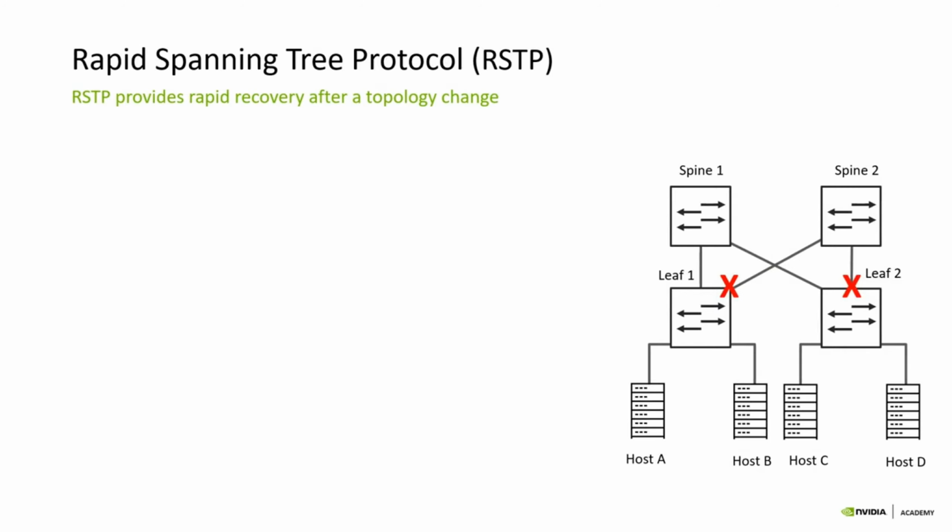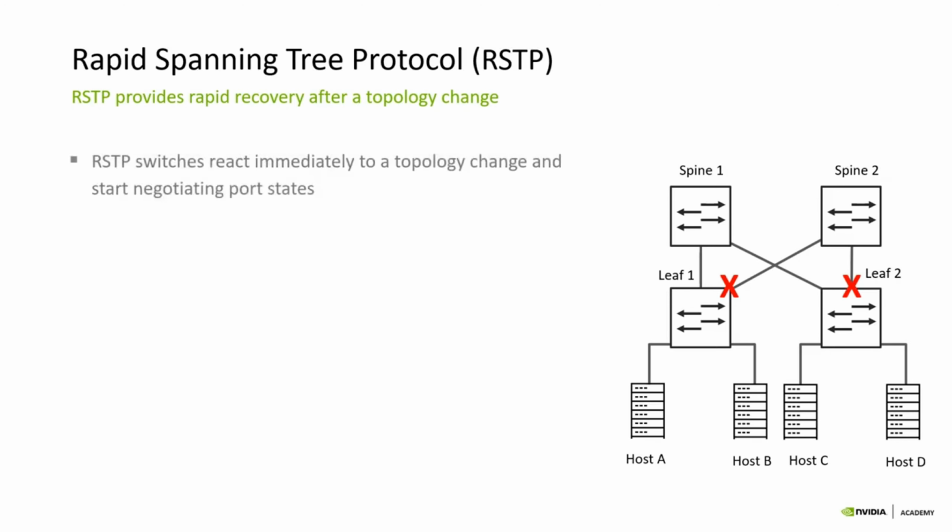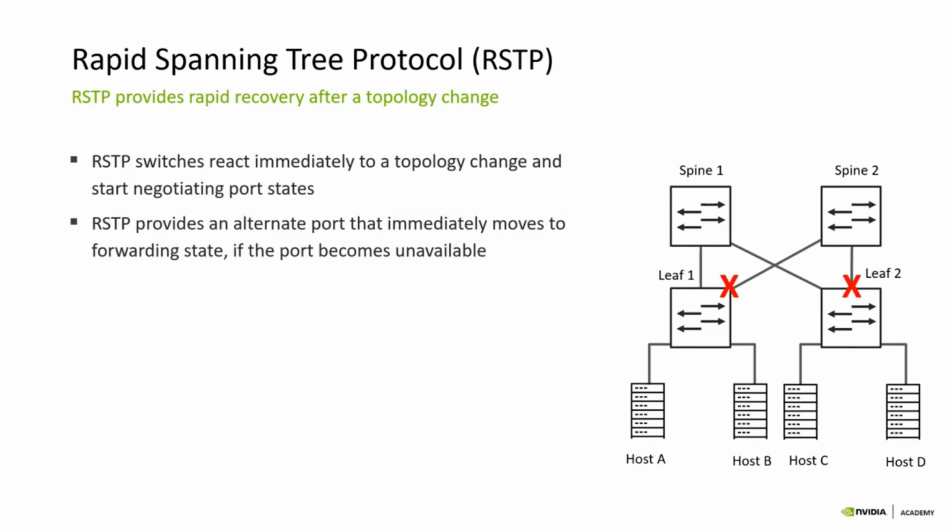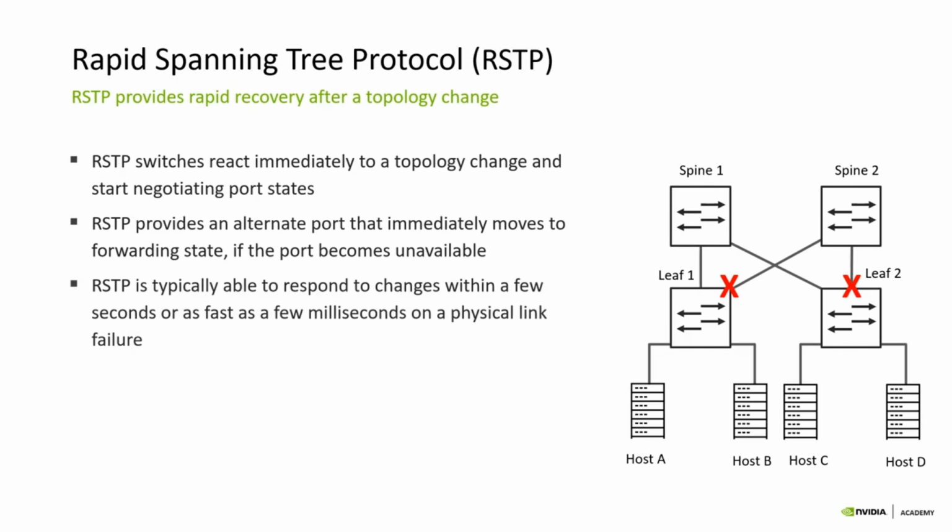Rapid Spanning Tree Protocol, or RSTP, was introduced in the 1990s to provide rapid recovery after a topology change. There are different enhancements to support faster convergence, and we won't discuss the details here. In general, RSTP allows the switches to almost immediately react to a topology change and start negotiating port states. In addition, RSTP provides alternate ports that immediately move to forwarding state, if a port becomes unavailable. This and more allow RSTP to respond to changes within a few seconds or as fast as a few milliseconds on a physical link failure.